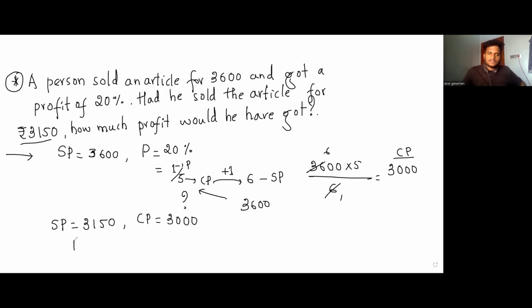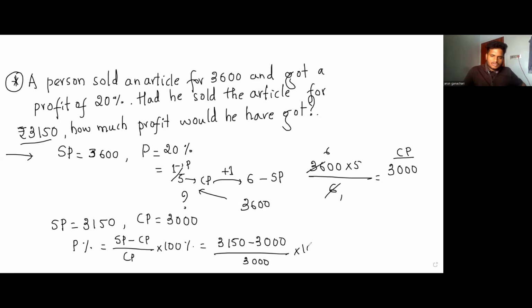So can we calculate profit percentage here? Profit in percentage is equal to, using the same formula, (SP minus CP) divided by CP into 100%. So SP was given as 3,150 minus 3,000 divided by CP, which is 3,000, into 100%. So 3,150 minus 3,000 is 150. 150 divided by 3,000 into 100%. Cancel out the 0. I'll cancel out these two zeros also.